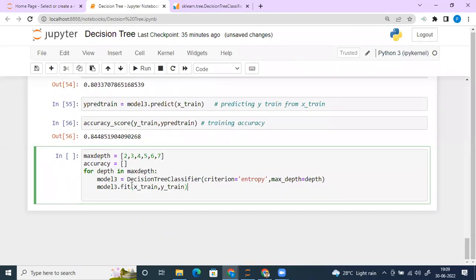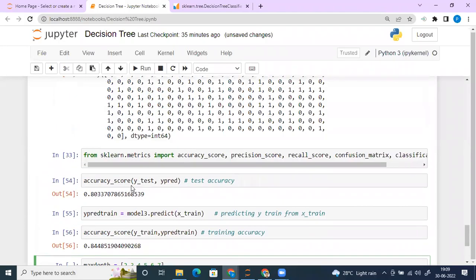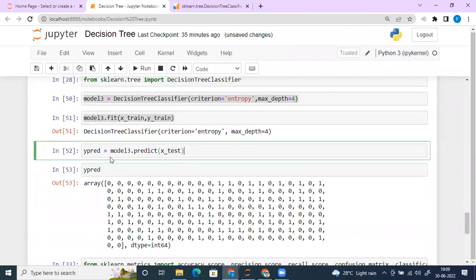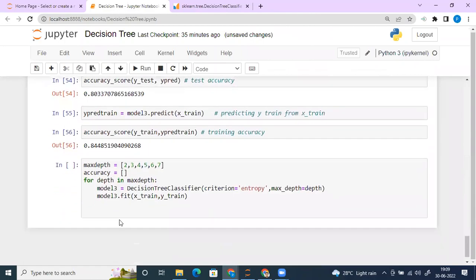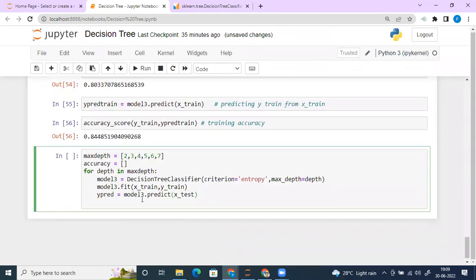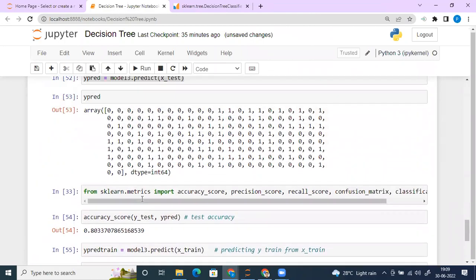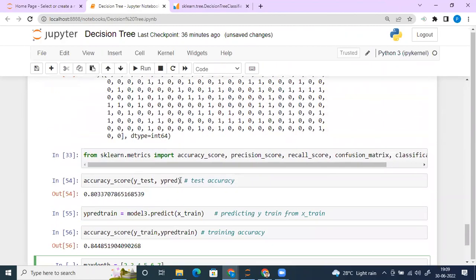Okay. Then what can you do? Again, same process. You can do this. Wipe red. Okay. Then what can you do? After prediction, what do you have to do? You have to calculate the accuracy score.